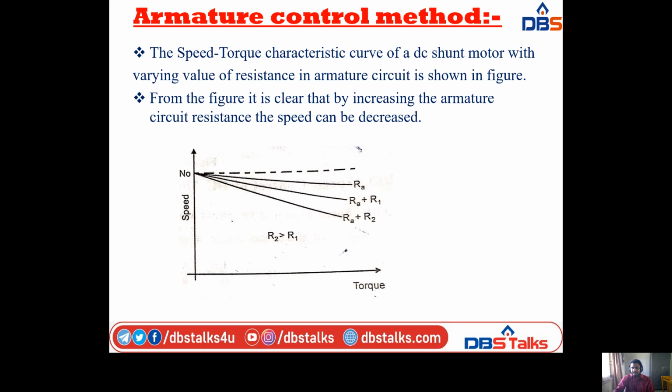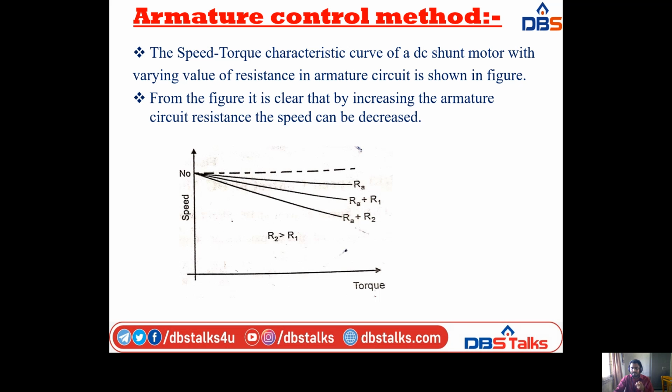If you see, this is the base speed, and here three curves are there. One is for RA, that is armature resistance, and one is for RA plus R1, that is by using the controller resistance in series with the armature resistance. Next I am increasing the resistance value even further, that is RA plus R2. The speed value decreases. If you observe this characteristic diagram, you will understand.